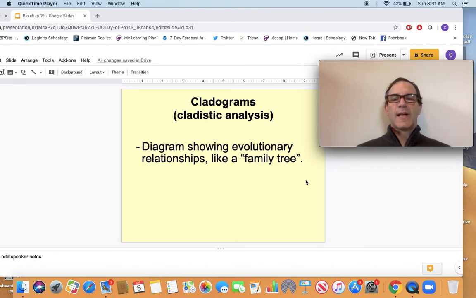Making of a cladogram, which is what I just showed you a moment ago, is called cladistic analysis. That's just the fancy word for it. It's a diagram showing evolutionary relationships, a lot like a family tree, how it might show two siblings or cousins or grandparents, how they're related to one another. A cladogram is really the same idea, but we also put those derived characters in the cladogram, like I just showed you a moment ago.